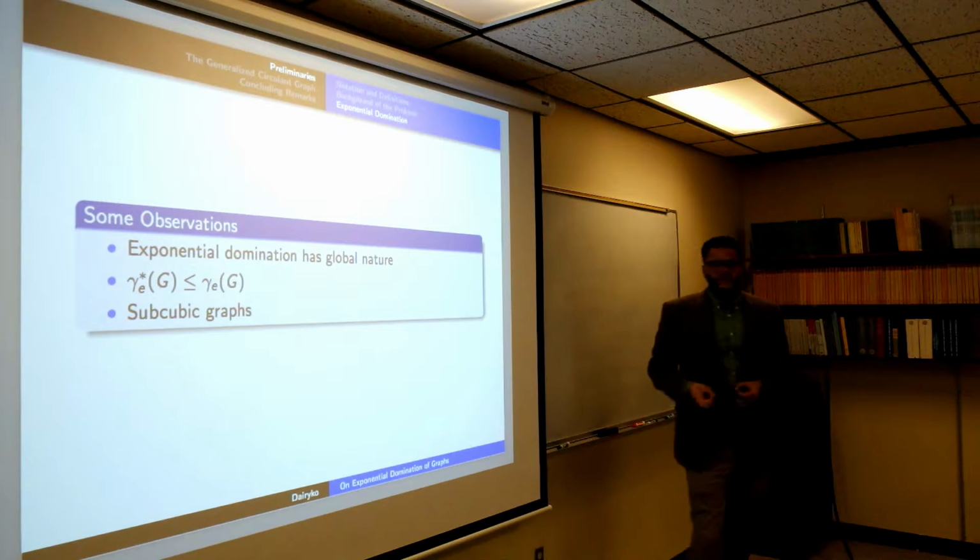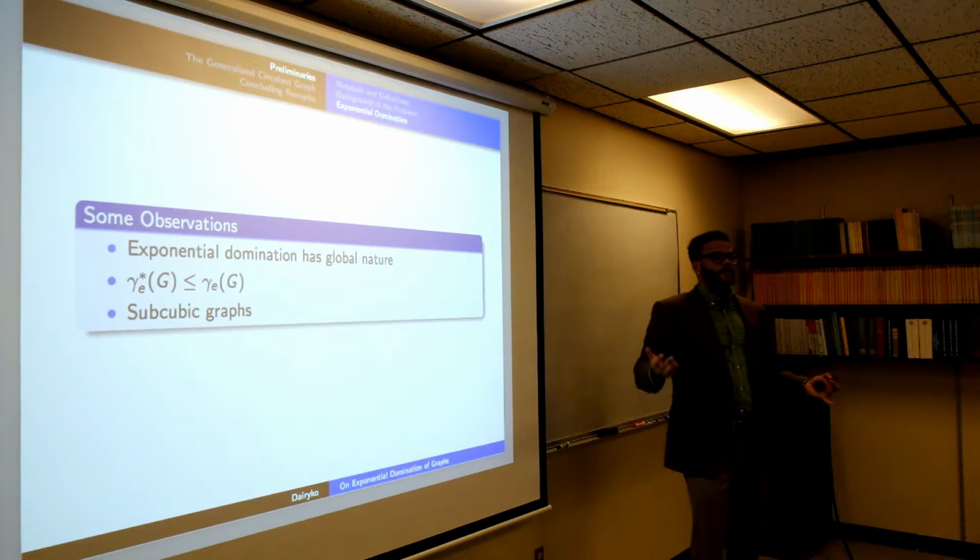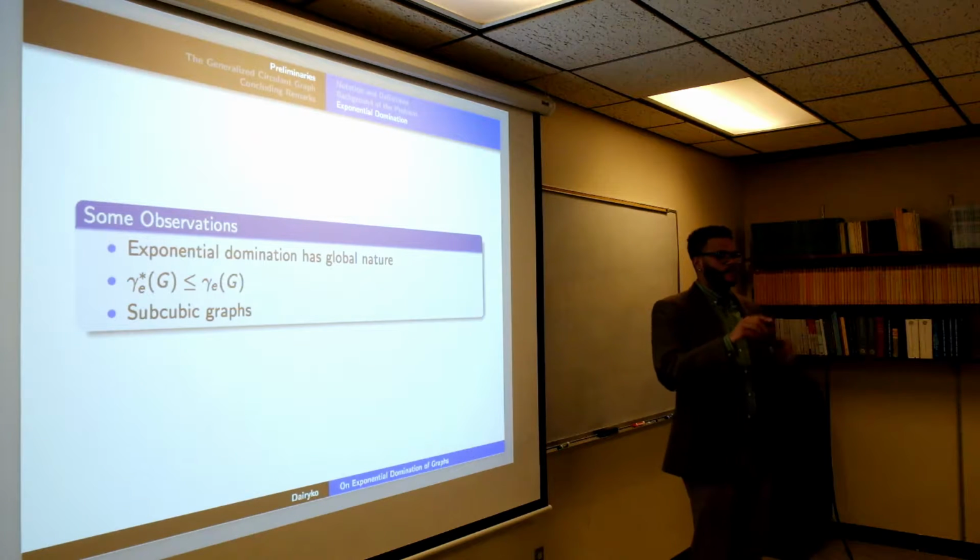The last thing I want to talk about is something called subcubic graphs. This has maximum degree at most 3. So the degree is, if you have a vertex, there can be at most 3 edges protruding from the vertex, right?